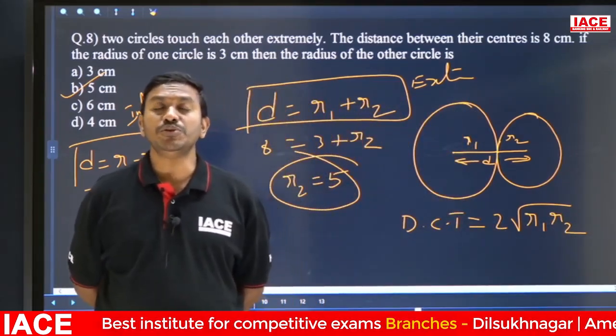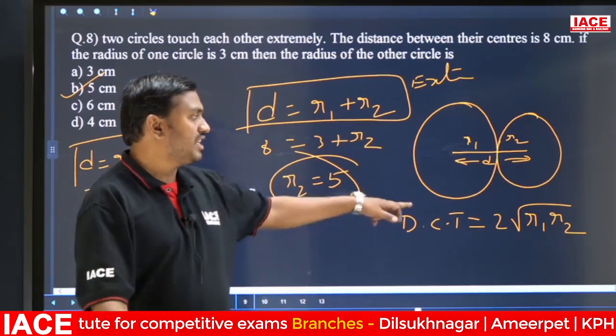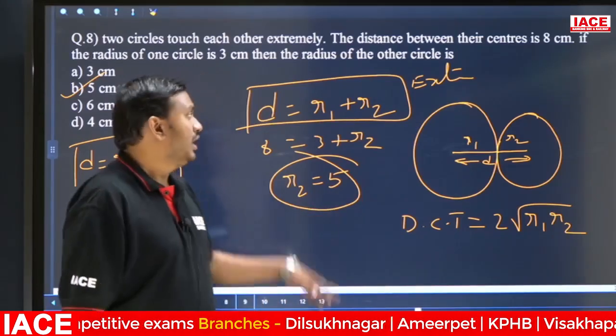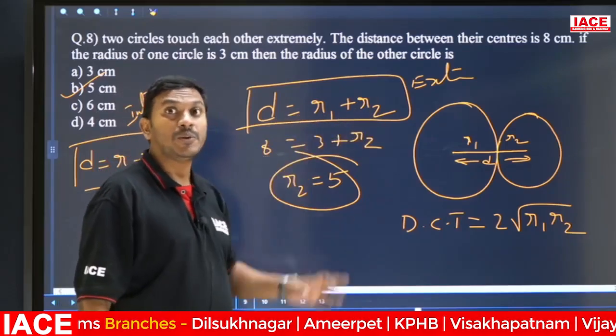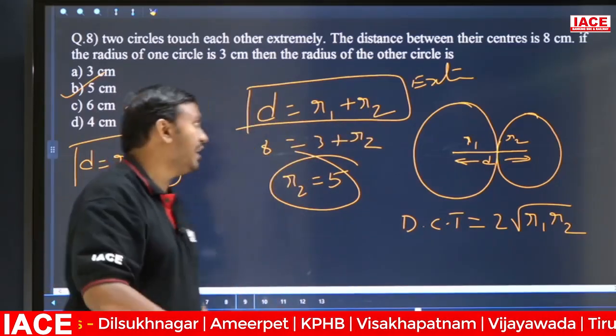Okay, so if two circles touch each other externally, the direct common tangent formula is 2 root R1 R2. Distance between them is R1 plus R2. If two circles touch each other internally, D equal to how much?